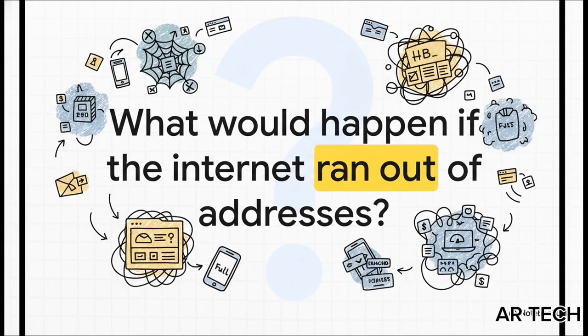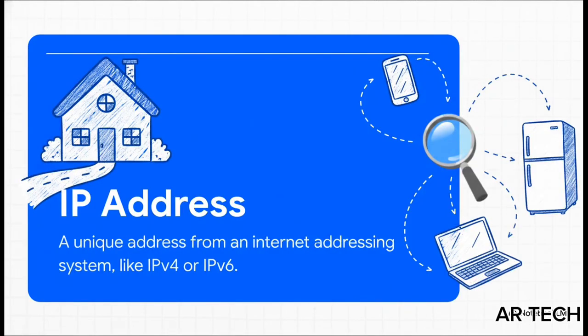I mean, no more space for new websites, no new smartphones, no new anything online. Sounds like science fiction, right? Well, for a while there, this was a very, very real problem we were hurtling towards. And to understand why, you first have to get what an IP address is. The easiest way to think about it is like a mailing address for your house, but for your phone, your laptop, even your smart toaster. Every single device that connects to the internet needs one of these unique addresses to send and receive information.